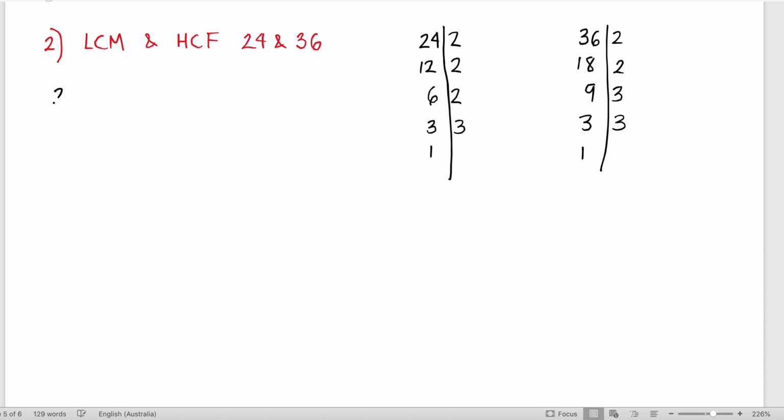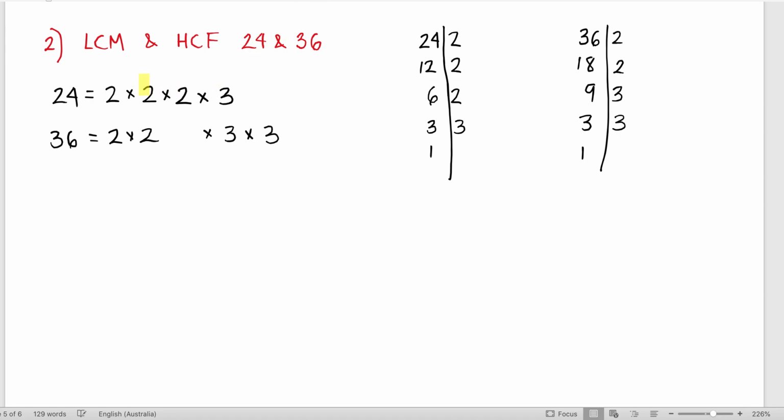So I'm going to write 24 is equal to 2 times 2 times 2 times 3. And then underneath, 36 is equal to 2 times 2 times 3 times 3. Notice that I left this space here just because this 2 is not going to be common, and I just want it to be aligned because that will make my life easier.